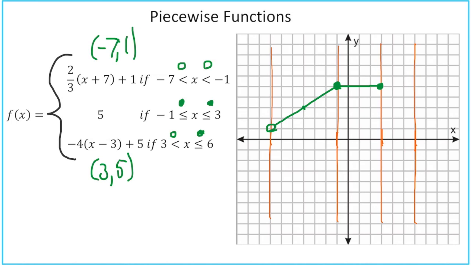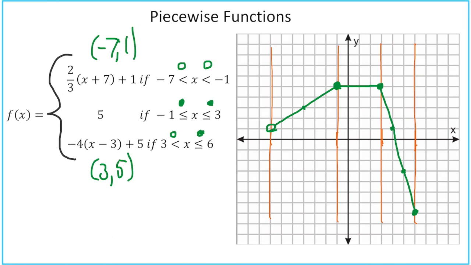All right, so the slope here is -4. So down 4, right 1, down 4, right 1. And when I do this one more time, I'm at my stopping point with a closed point right there. And then we will go ahead and connect these. Okay, not the straightest line in the world, but it works. There's our piecewise function.